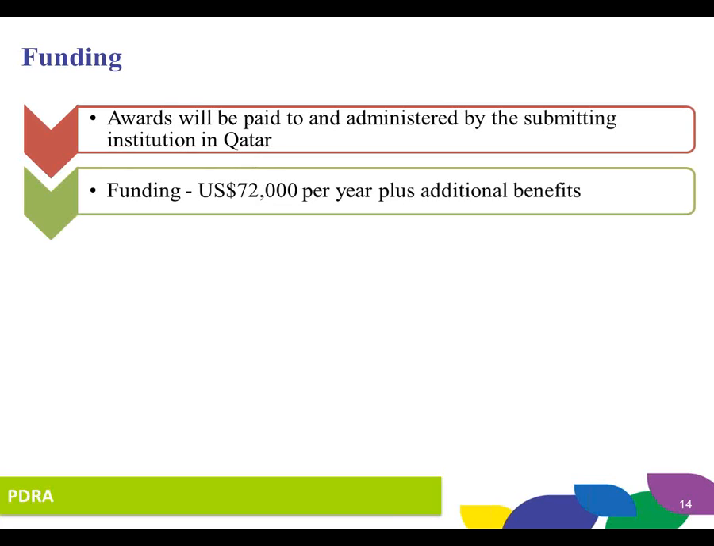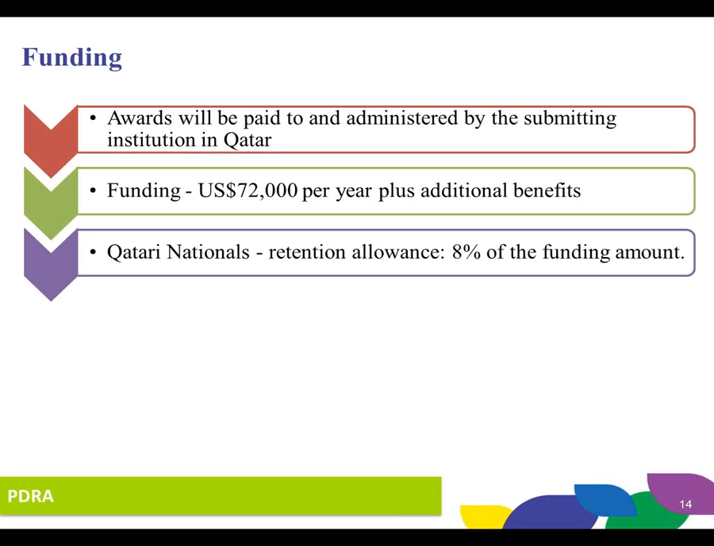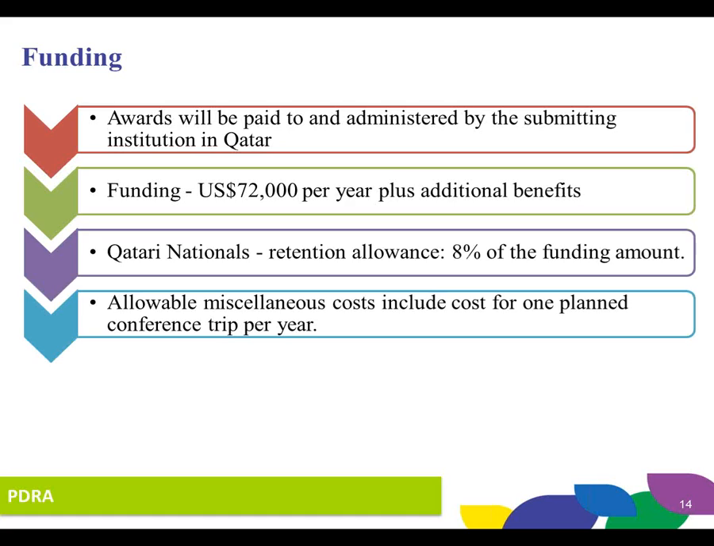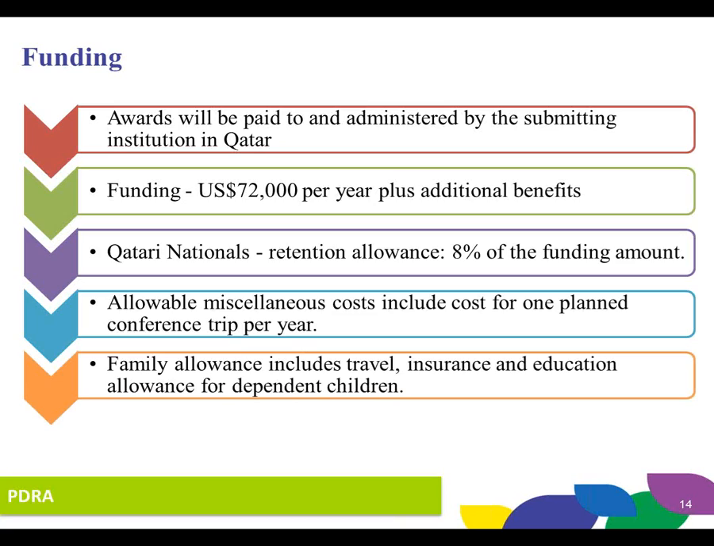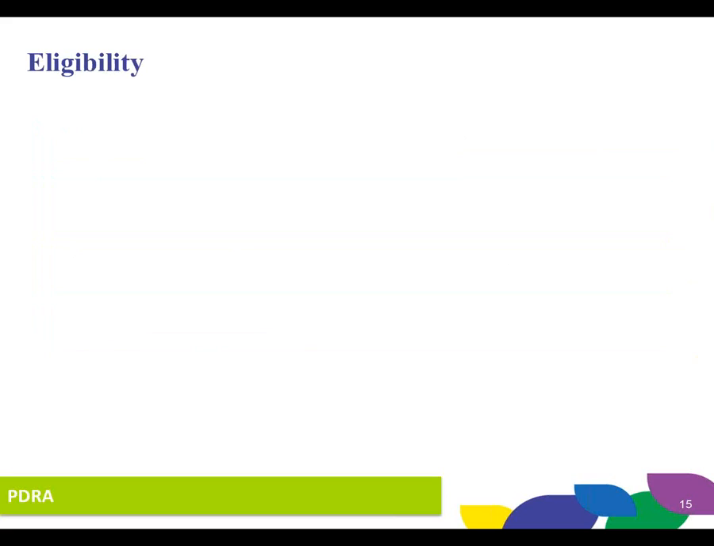The funding is actually for US dollar 72,000 per year plus additional benefits, which includes travel allowance, housing, education for children, insurance, etc. Qatari nationals will have an additional retention allowance of 8% of the funding amount. Allowable miscellaneous costs will include costs for one planned conference trip per year. Family allowance includes travel, insurance, and education allowance for dependent children, as I said.